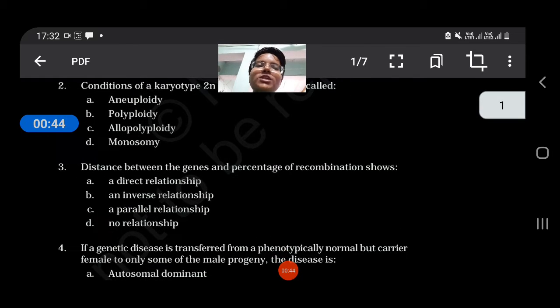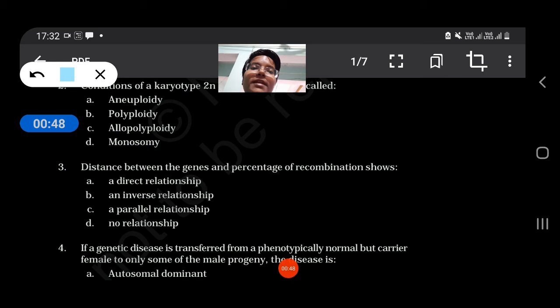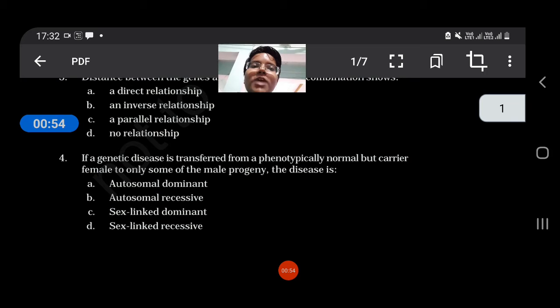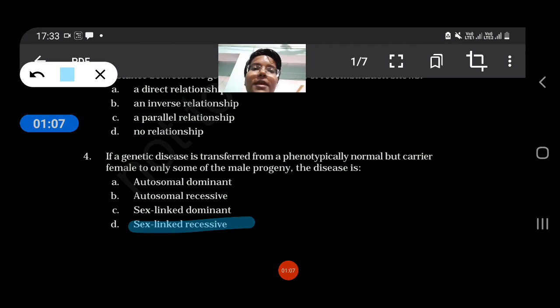Distance between the genes and percentage of recombination shows what? An inverse relationship. Okay. If a genetic disease is transferred from a phenotypically normal but carrier female to only some of the male progeny, the disease is sex-linked recessive.